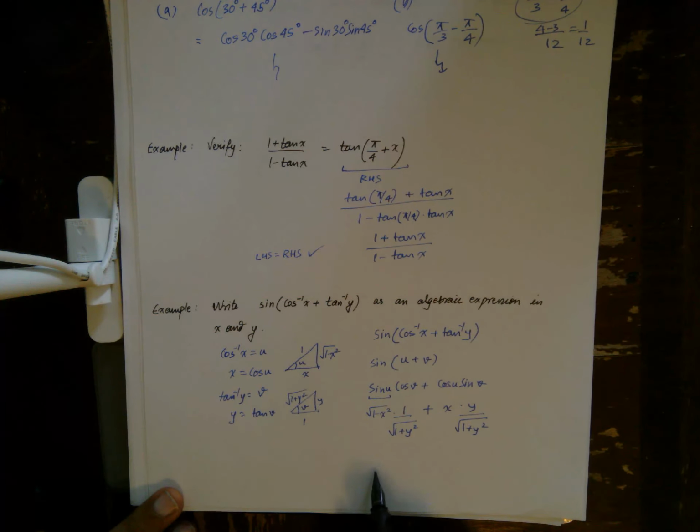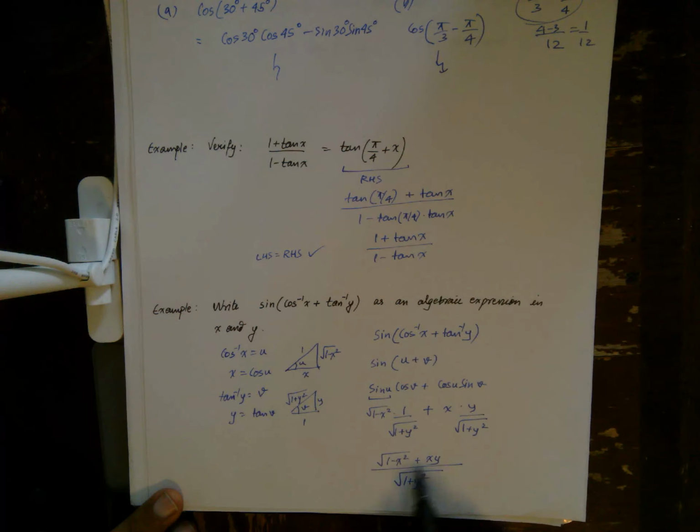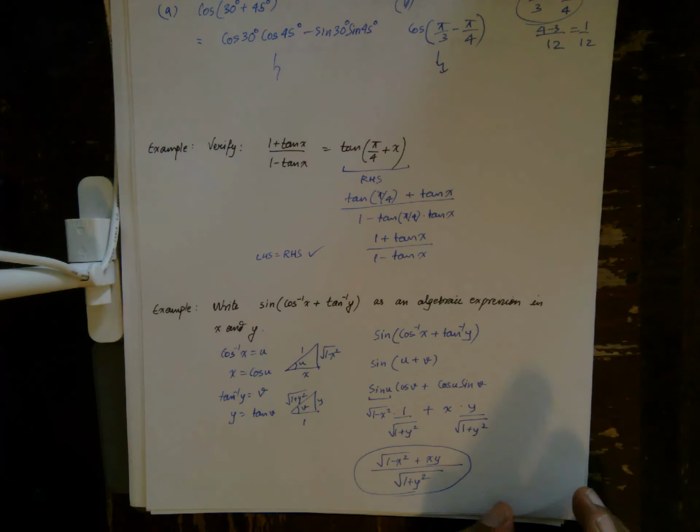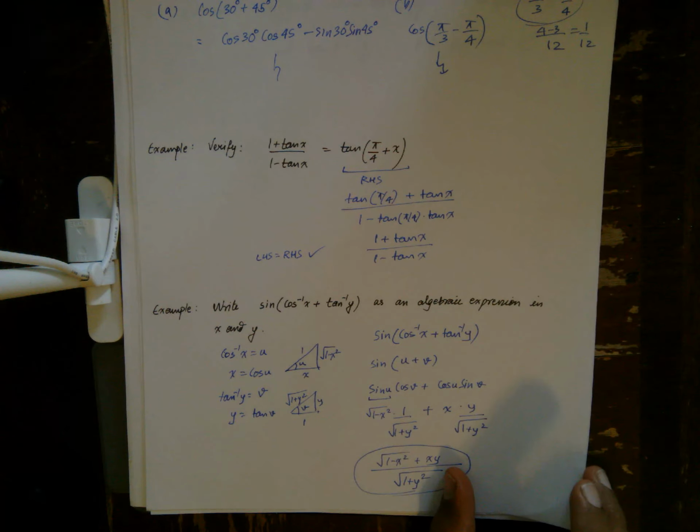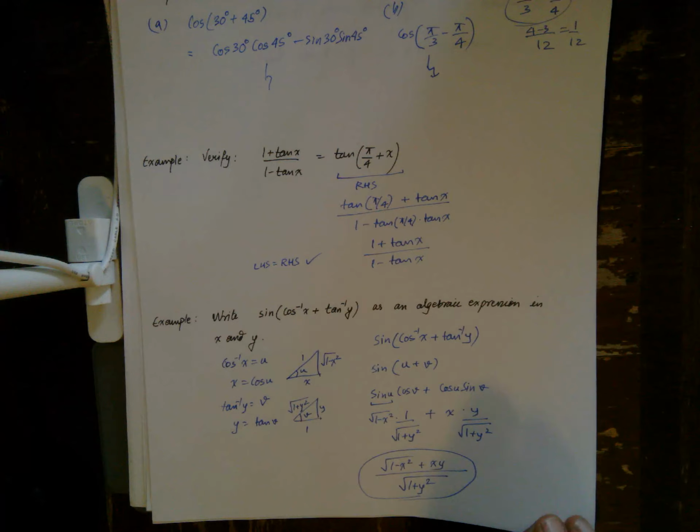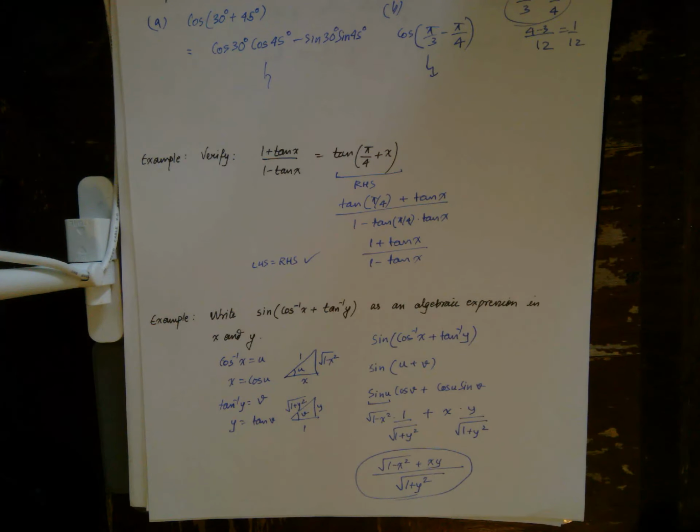So if you were to combine and write as a single fraction, the denominator is square root of 1 plus y squared, and you have square root of 1 minus x squared plus xy. So this sort of brings together a couple of concepts that we've learned this week. That's going to be the end of this video. Next video, I'm going to revisit certain graphs that we looked at in week 1 and work with it algebraically.